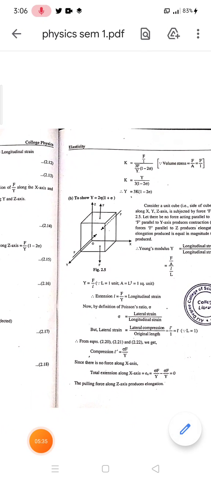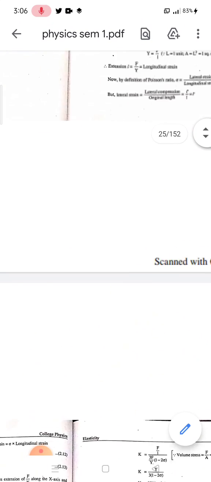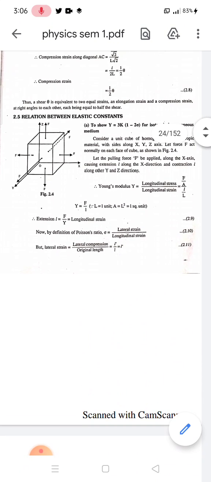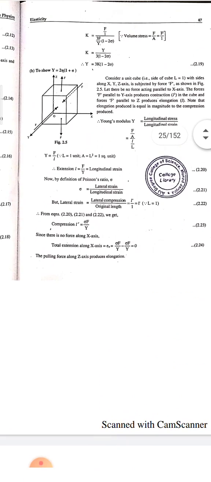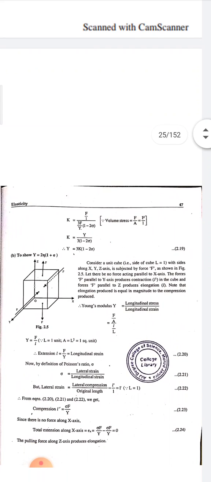Then whatever the increase in the volume of the cube, the elongated sides of the cube, that gives the volume strain, then bulk modulus K. You can substitute all these things, then you will get this particular derivation: Y is equal to 3K(1 minus 2 sigma). For MCQ purposes, for the homogeneous isotropic material, when Y gives Poisson's ratio, at that time you have to write Y is equal to 3K(1 minus 2 sigma).